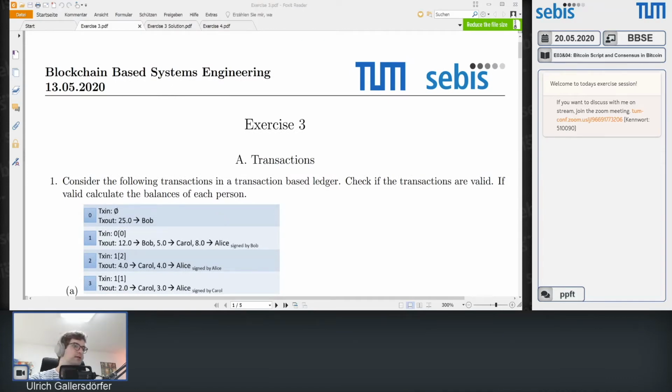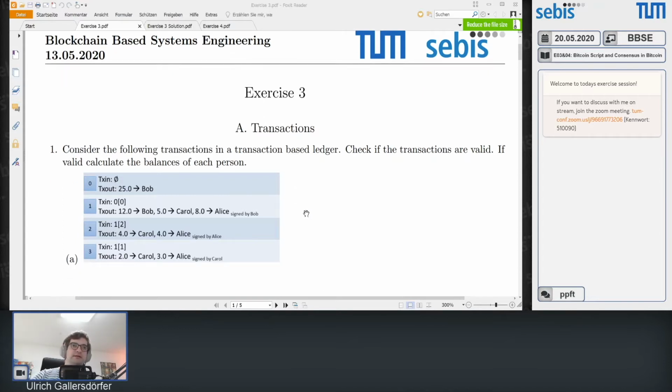Okay, we take a look at the first question here: consider the following transactions on a transaction-based ledger. Check if the transactions are valid. If valid, calculate the balances of each person. So we start with the first transaction. That's transaction 0, an empty transaction input, so some kind of mining reward. Transaction output, 25 Bitcoins to Bob. Okay, we can start by thinking Bob has 25 Bitcoins.